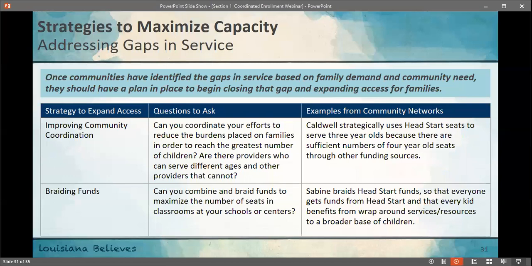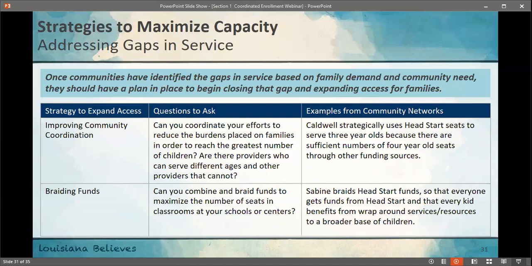A couple more strategies to expand access. The first one is improving community coordination. So this seems simple, but we know that this involves a lot of relationship building and possibly local politicking and really leveraging the relationships that you have built. But you should be asking yourself, can you as a network coordinate your efforts to reduce the burdens placed on families in order to reach the greatest number of children? So for example, are there providers who can serve different ages and other providers that cannot?